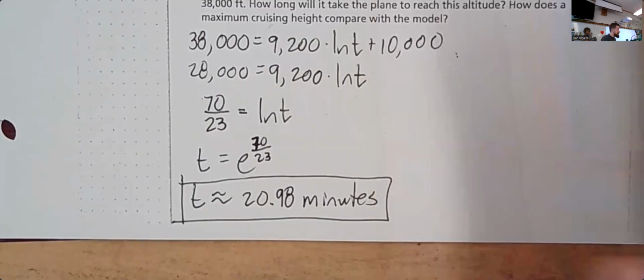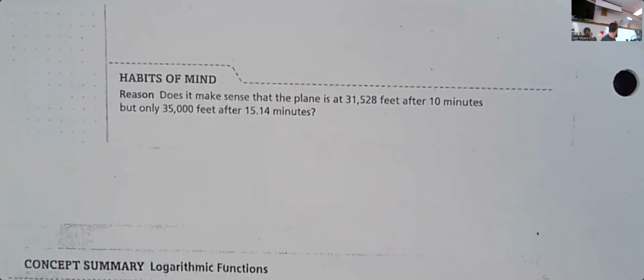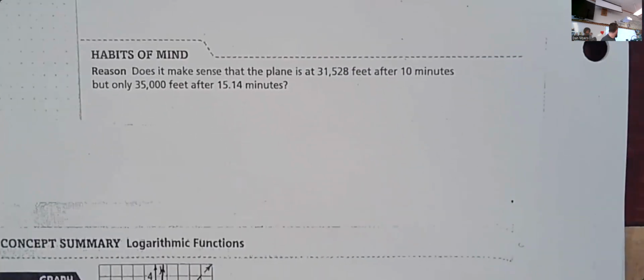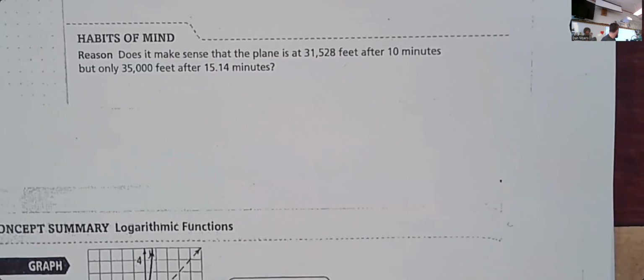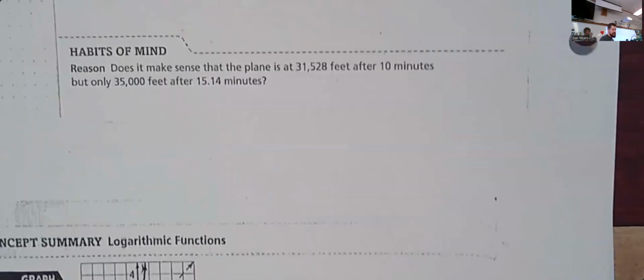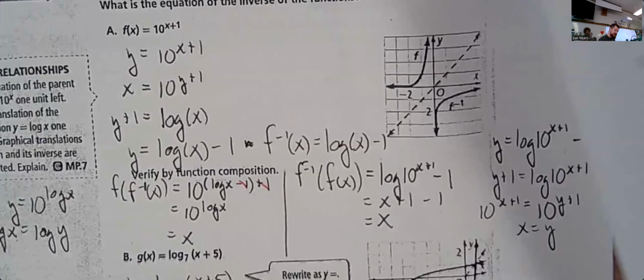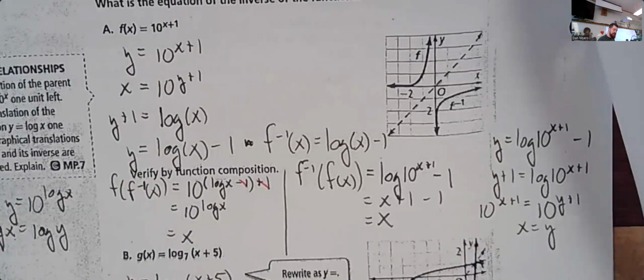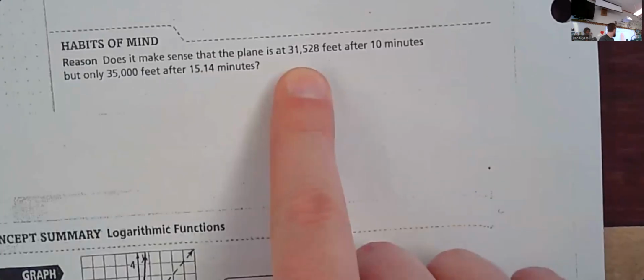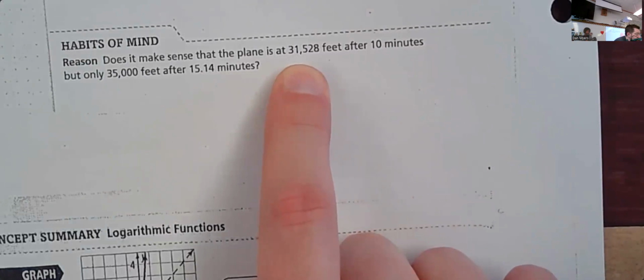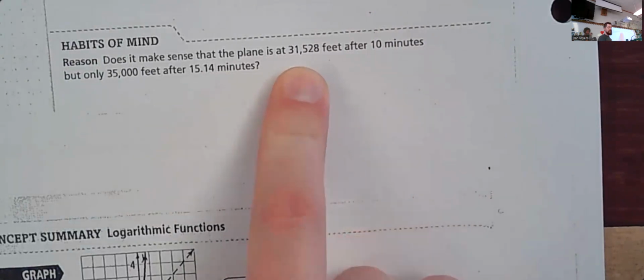So that's your lesson. On the back here, one last question. Does it make sense that the plane is at 31,528 feet after 10 minutes, but only 35,000 feet after 15.14 minutes? So that's not what we got for 10 though, is it? We got 31,184. This one says 31,528. That's weird. Oh, you know what? They estimated early. I don't like that. So this is more accurate.